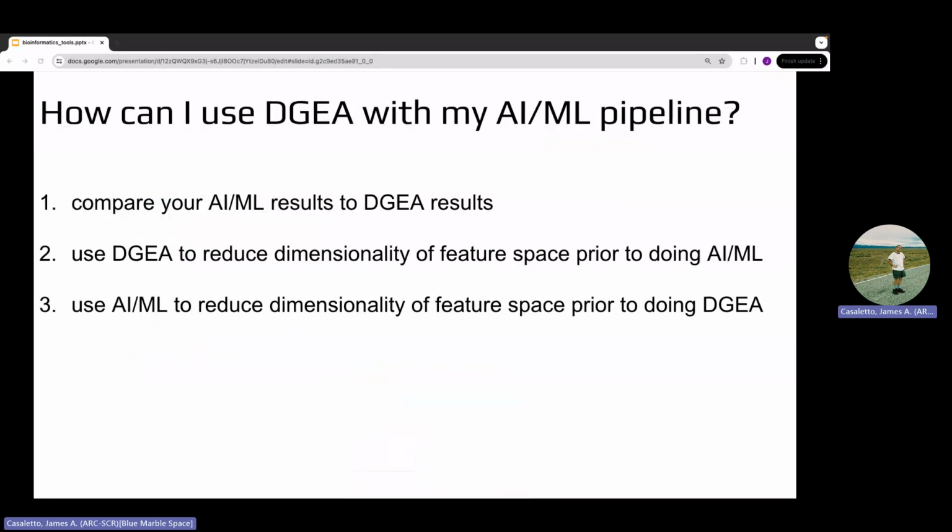How can I use differential gene expression analysis and those 10 genes with my AI/ML pipeline? Well, there are a few ways you can do that. First, you can compare the results of your model to the gene list you obtained from differential gene expression. Is there any overlap? If there is, what does that tell you about your findings with your modeling? If there is no overlap, what does that tell you about your AI/ML findings?